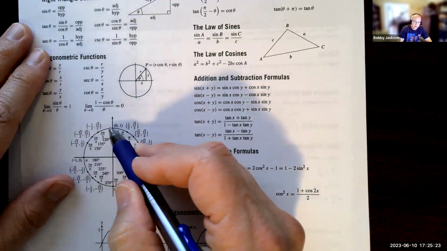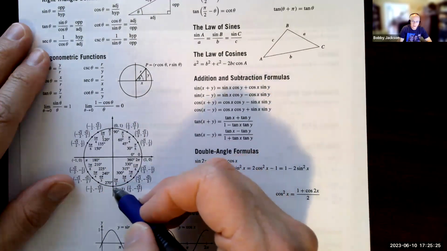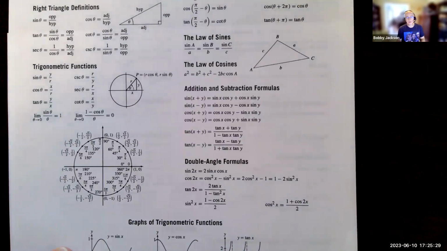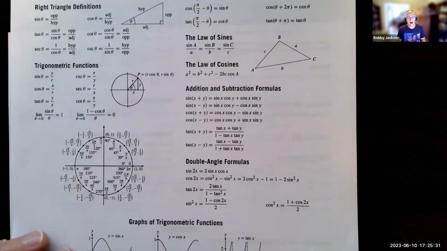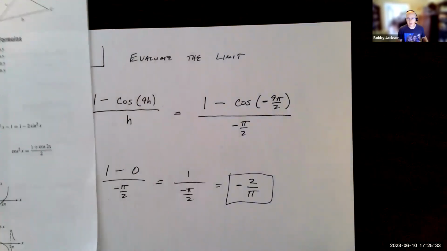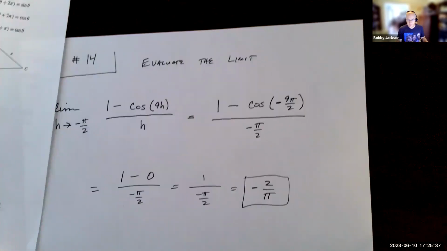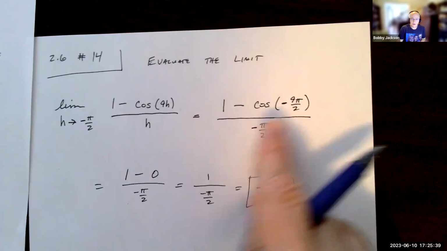Negative 7 pi over 2, right? I just keep going around. Negative 9 pi over 2, I'm back down here. That's 0 as well. So basically the cosine of any odd multiple of pi over 2 is going to be 0. And so cosine of negative 9 pi over 2 is 0.